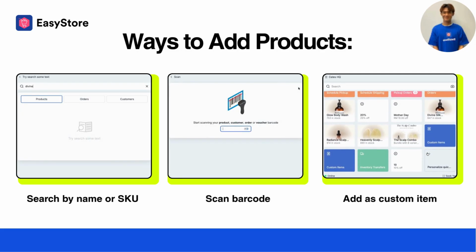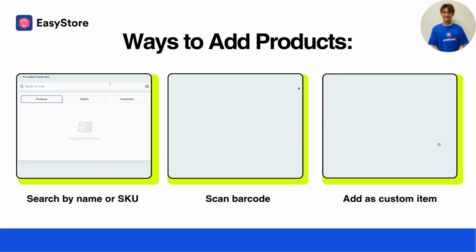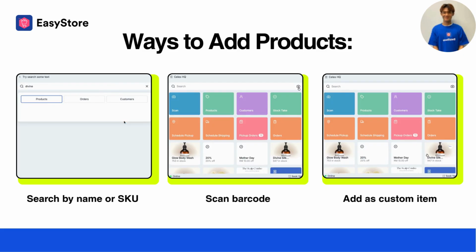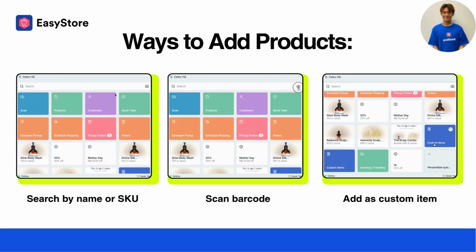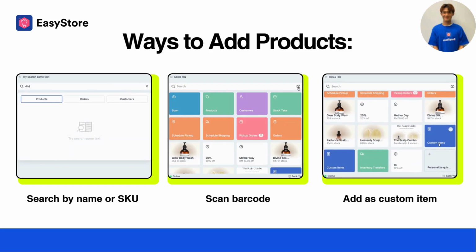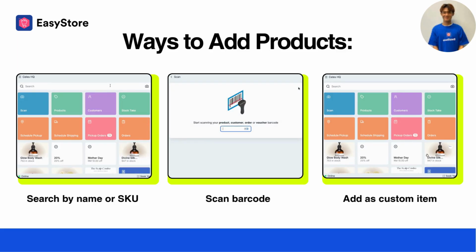For EasyStore POS, we have a few ways to add products for customers before they check out in-store. The first one is search by name or SKU. The second one is scanning the barcode. And the third one is add custom items, which I mentioned before, where you sell exclusive items during events or bazaars.